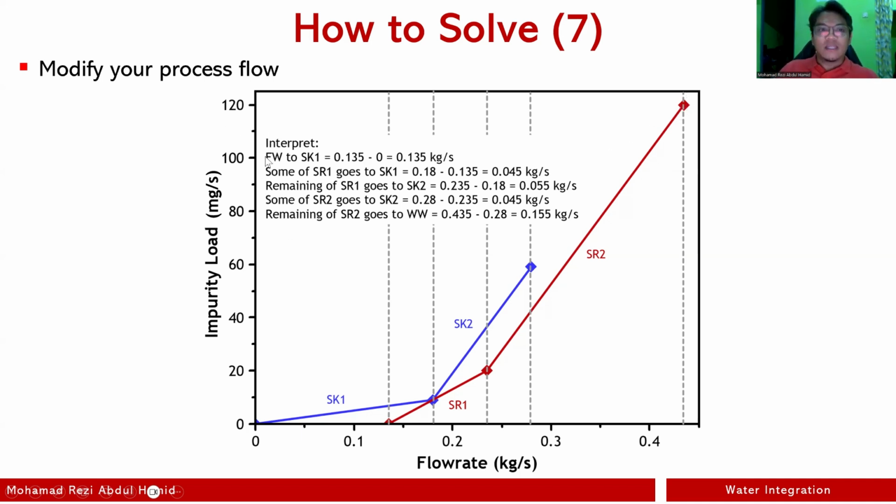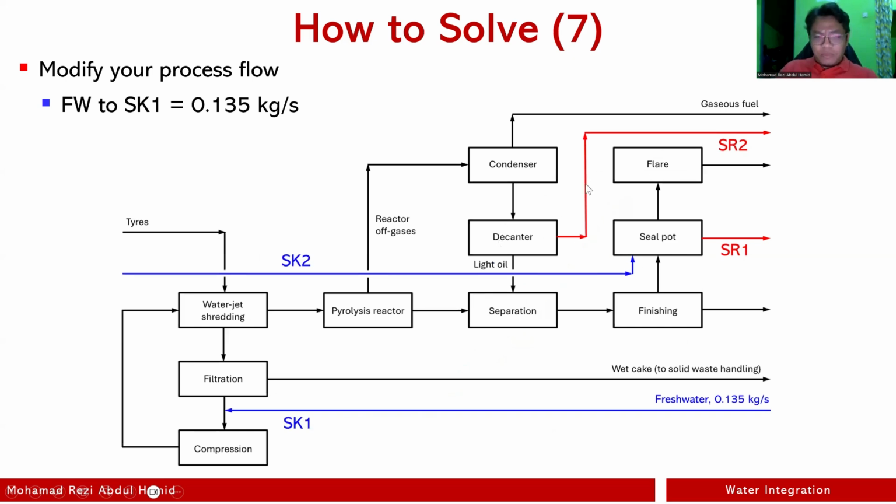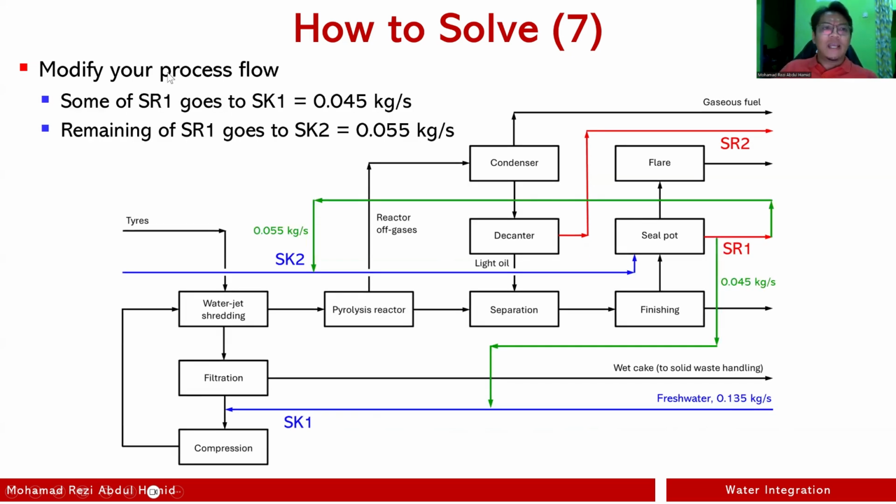Based on this text, you can easily modify your process flow diagram. So we check out our process flow diagram. This is the original one. I know SK1 here, SK2 here, SR1 here, SR2. Now, our first sentence is fresh water to SK1. Now, fresh water to SK1 is this. You just create a new line, and then the amount is 0.135. Quite straightforward. We already identified SK1 is going here, right? Just create a line going here, 0.135. Okay, done. What's the next text?